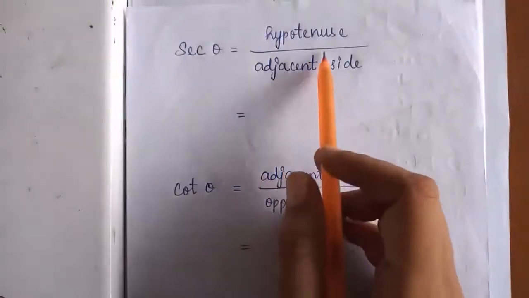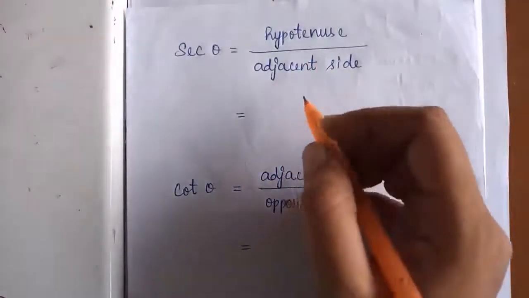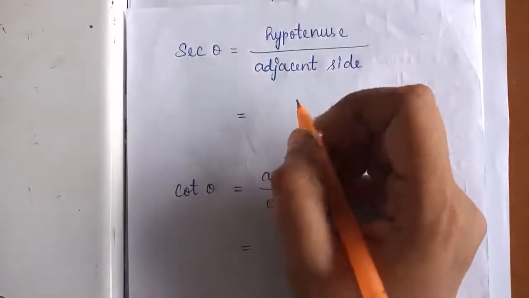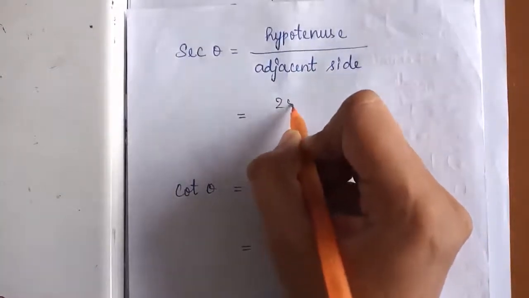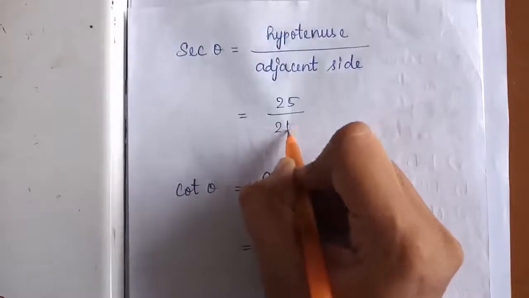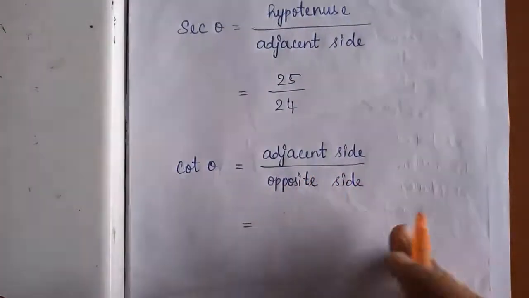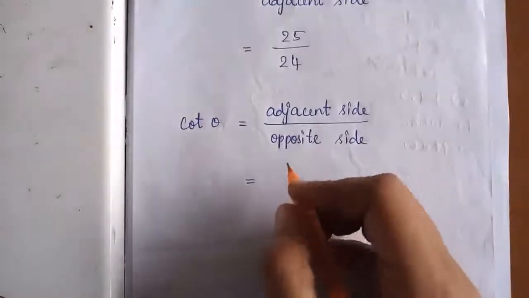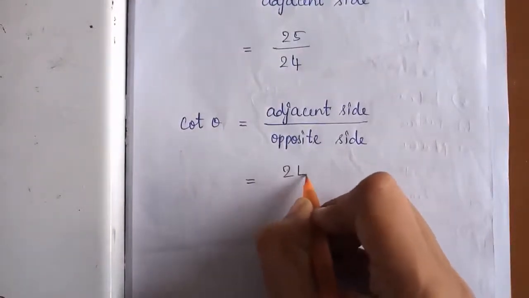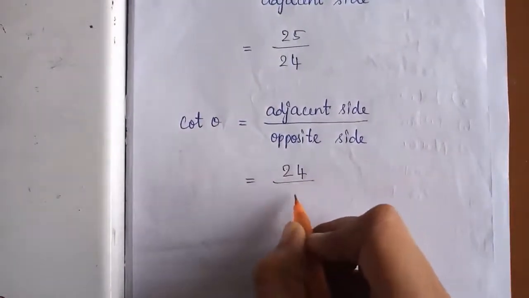Secant theta is equal to hypotenuse by adjacent side. Here the hypotenuse is 25 divided by adjacent side is 24. Then the value of cot theta is equal to adjacent side by opposite side. Adjacent is 24 divided by opposite side is 7.